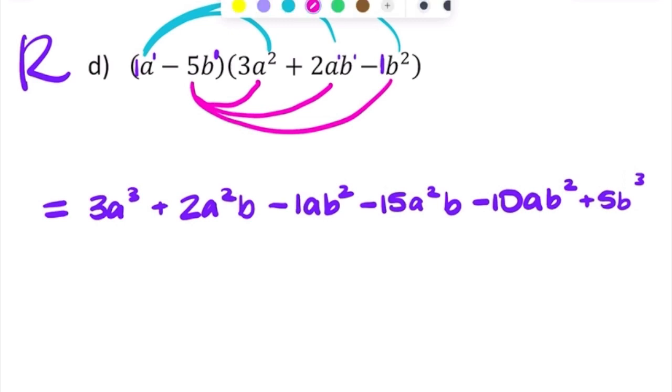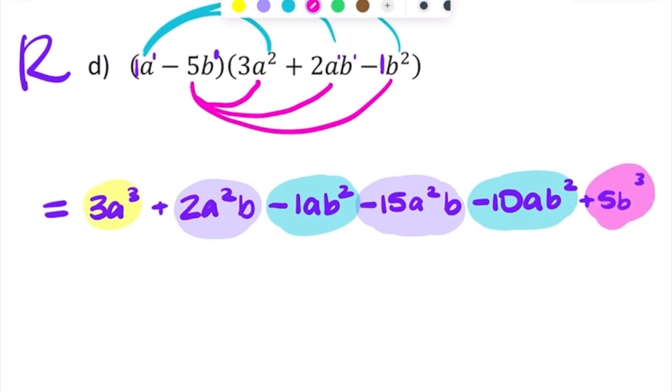All right, now when we take a look at this, it's a little bit tricky because there's two variables going on, but I'm just going to look at any like terms I might have. So there's only one term with an A cubed. This, I need another term with an A squared B. And this negative 15A squared B will do the trick. Here I have something with a negative 1AB squared, so I'm looking for another term with an AB squared. And this negative 10AB squared does the trick. And I get 5B cubed at the end.